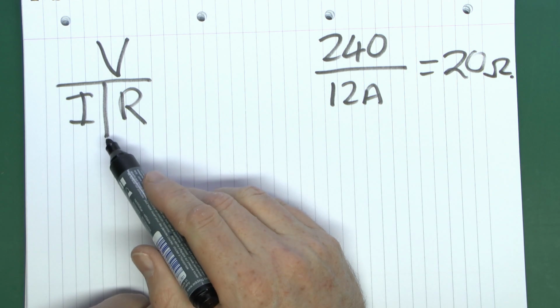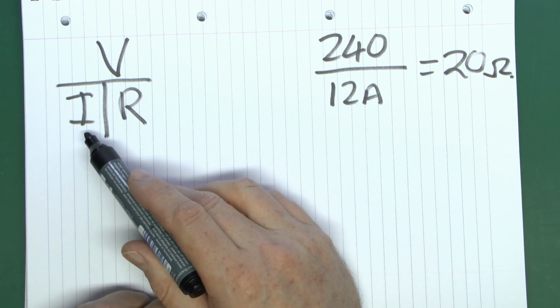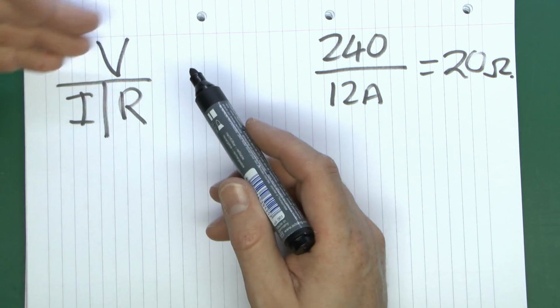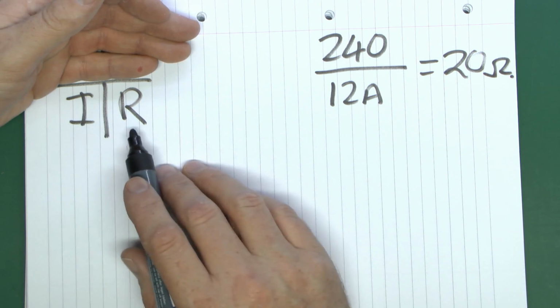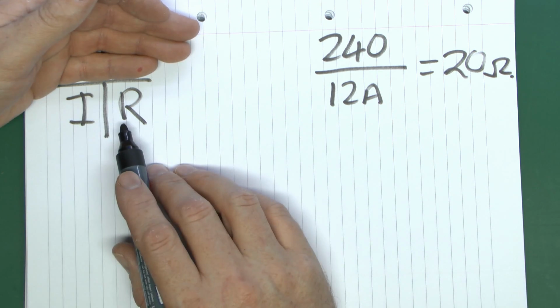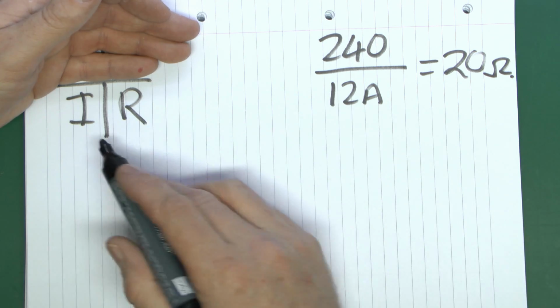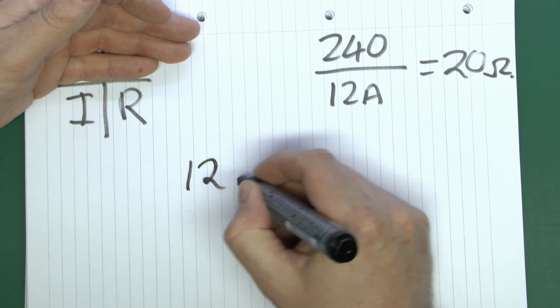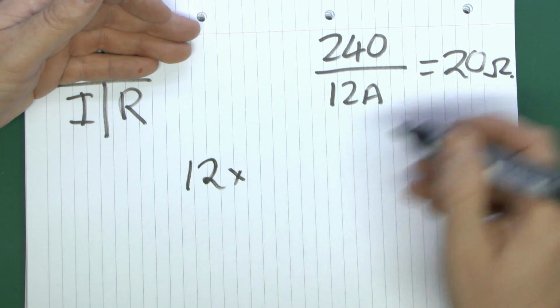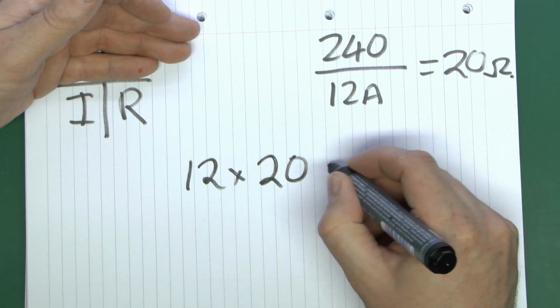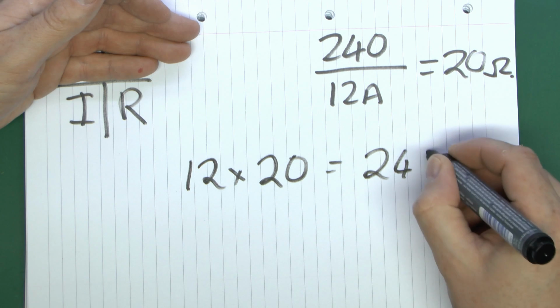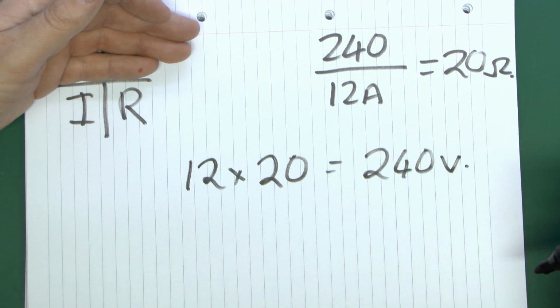And then the other one is if you inexplicably knew the current and the resistance, but you didn't know the voltage, then you can work it out. It's just the current multiplied by the resistance. So if we again take the two here, that will be the current of 12 amps multiplied by the resistance, which was 20 ohms. And of course the result is 240, as we saw previously.